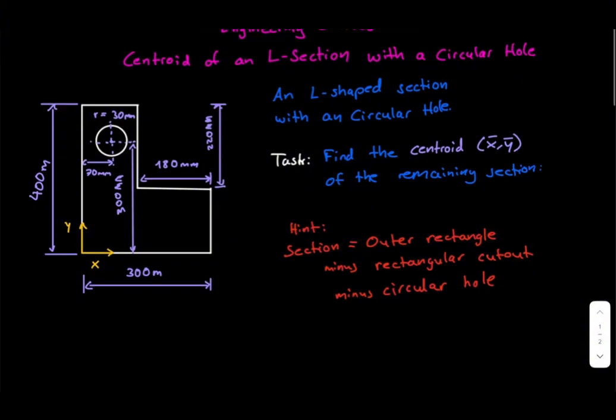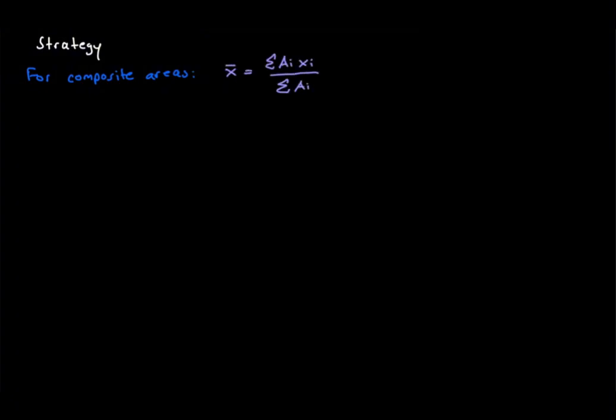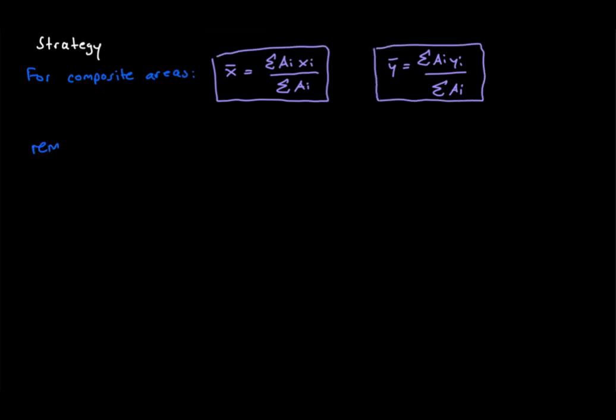The easiest way to approach this problem is to begin with a complete outer rectangle and then treat both removed regions as negative areas. The centroid equations are exactly the same as before. The horizontal centroid is the sum of each area multiplied by its horizontal centroid coordinate divided by the total area. The vertical coordinate follows the same principle. The only important difference is that removed material has a negative area.